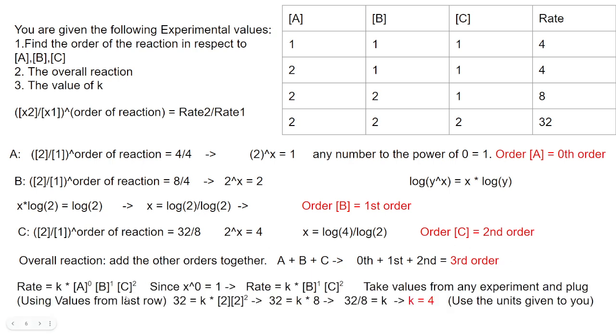To find the constant value, all you need to do is take the values from any one of the experiments, and that should give you the constant. So, for example, let's use the last row, which would give us 32 is equal to k times the value of B to the power of 1 times the value of C to the power of 2 times the value of A to the 0, but remember, any number to the power of 0 is going to be 1, so we can practically ignore it. So that would give us 32 is equal to the constant times 8, and then 32 divided by 8 will give us k, and k is equal to 4.